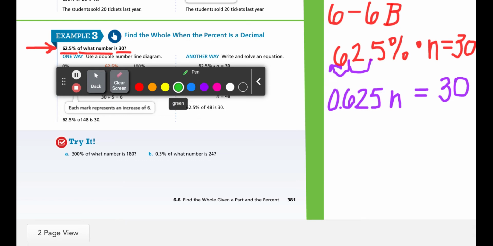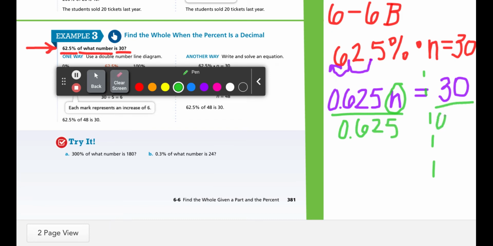So now we're going to solve this equation. We have to solve for n. Our goal is to get n alone. So what are we going to do to both sides to get n alone? We are going to have to divide by 0.625. Whatever we do to one side, we have to do to the other side, divided by 0.625. That cancels out. And we are left with n equals, what is n? N is 48. So that means the whole is 48.